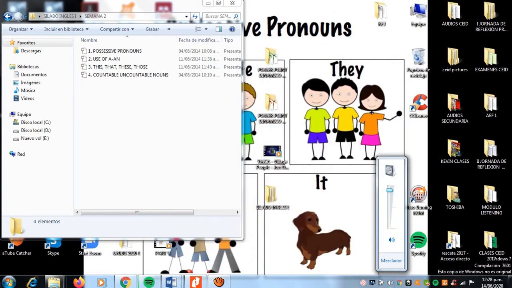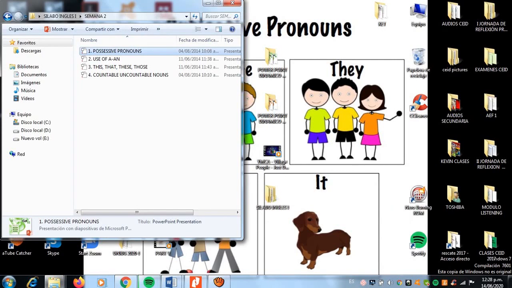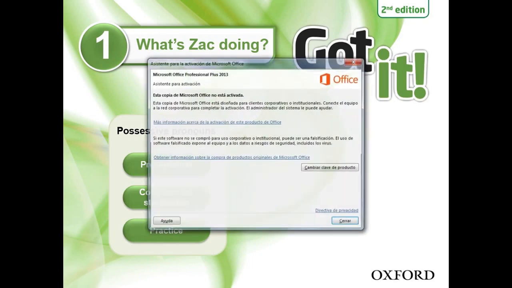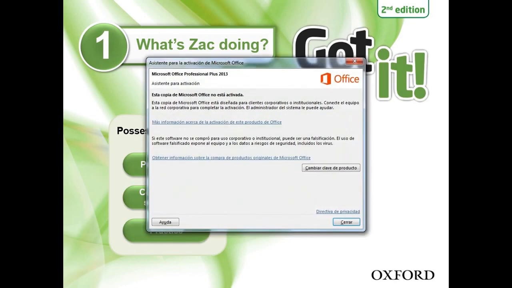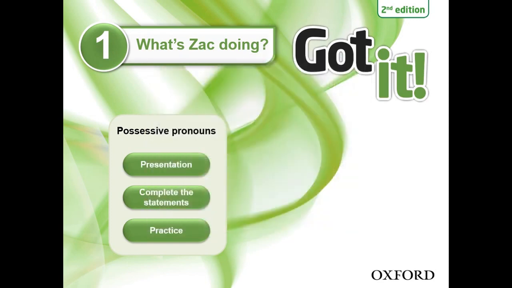Now, we are going to pay attention to the first presentation. The first presentation is about possessive pronouns. Last class, we learned about pronouns, all right? The importance of them. And also, we talked about possessive adjectives. I'm talking about my, your, his, her, its, your, our, and their. So today we are discussing possessive pronouns.